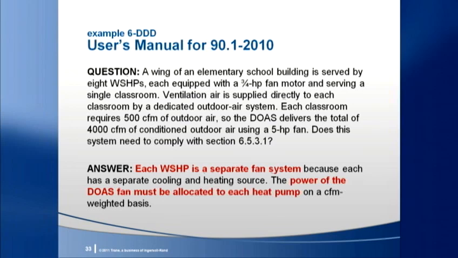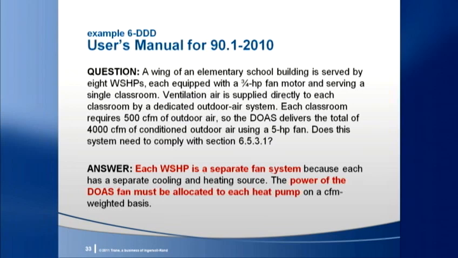In this example, an elementary school uses 8 water source heat pumps, each with 3/4 horsepower fan motors. A 5 horsepower fan in a dedicated outdoor air unit is supplying 500 CFM of outdoor air to each classroom. And the question is asked, does this comply with the fan power limitation? The answer helps define the term fan system. Each heat pump is a separate fan system because each has a separate cooling and heating source.